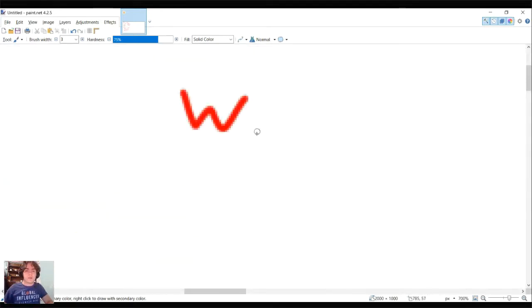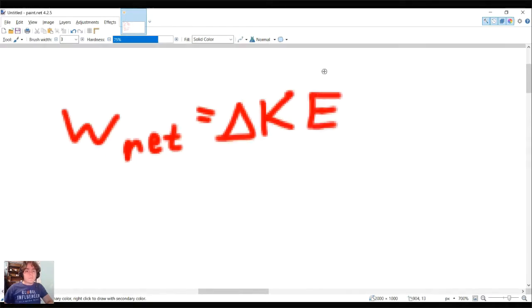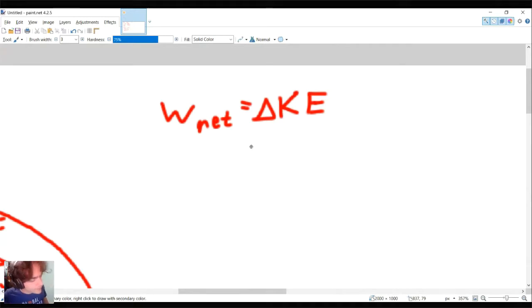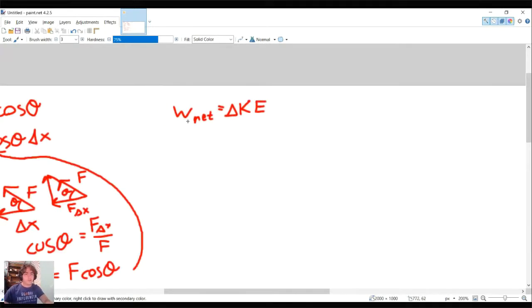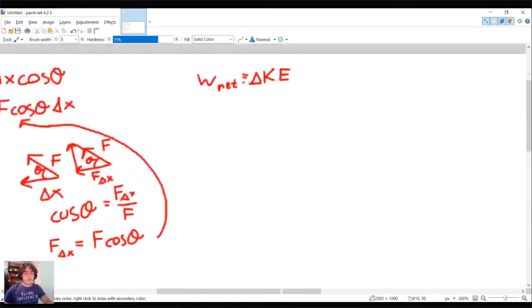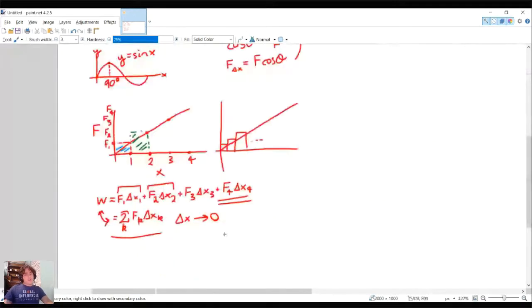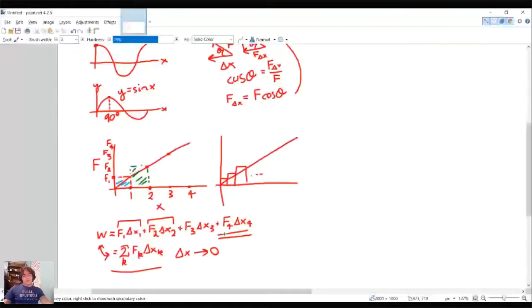It says the work done by the net force is equal to the change in kinetic energy, which is kind of hand-wavedly proven, really, but not really. So we're going to talk about this a little bit more. We've established that these two are exact if we let the displacement go to zero, or get very, very small.